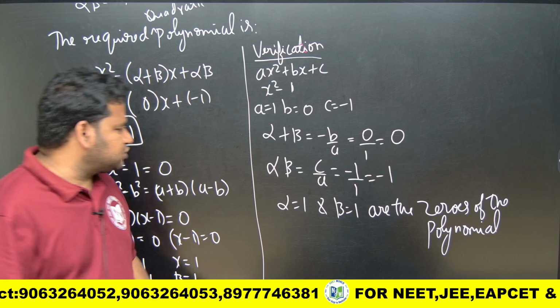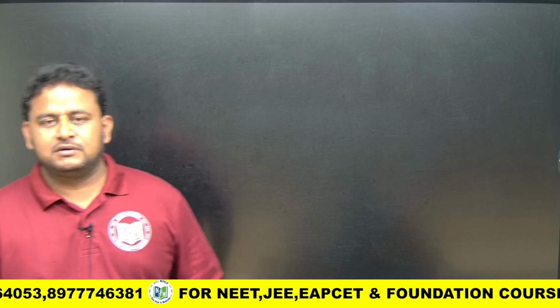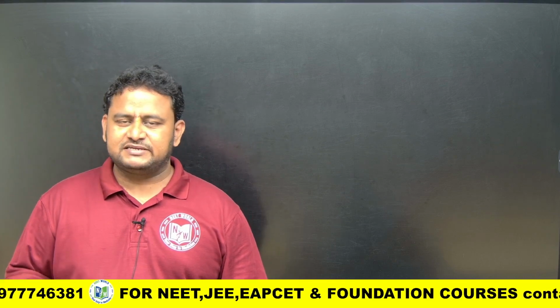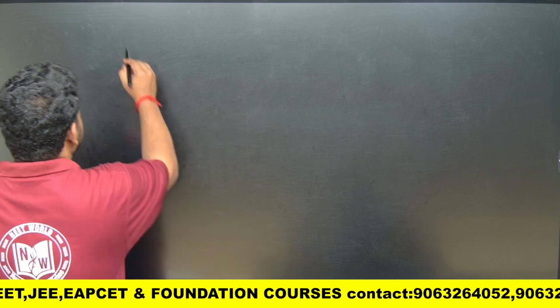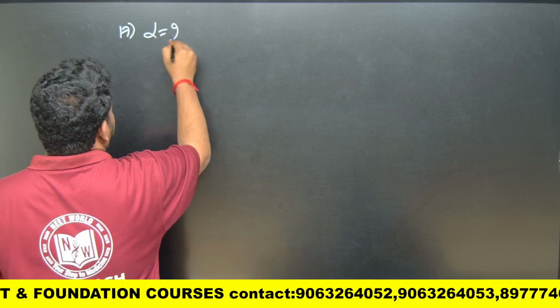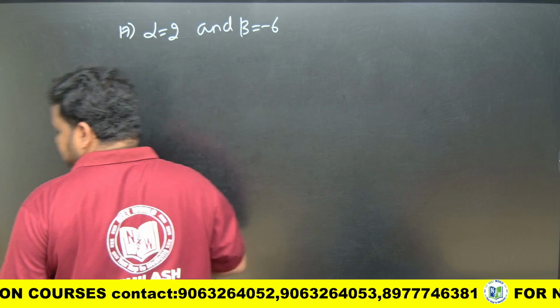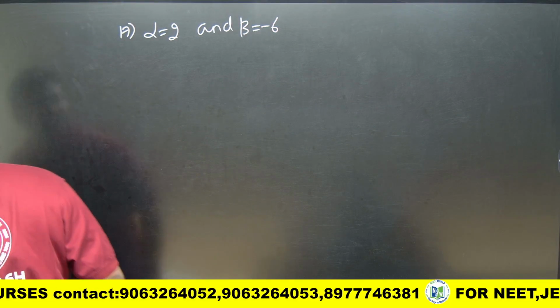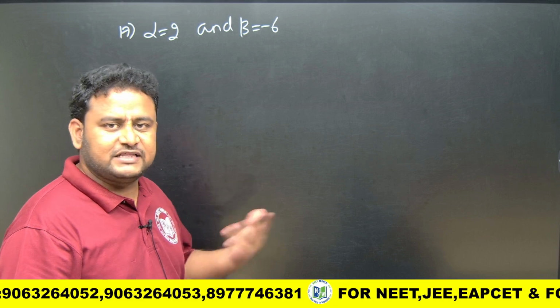Next question. They have given the zeros themselves and they are asking us to find the quadratic polynomial. They have given alpha is equal to 2 and beta is equal to minus 6. This is the 17th question, I think. They are asking us to find the quadratic polynomial.